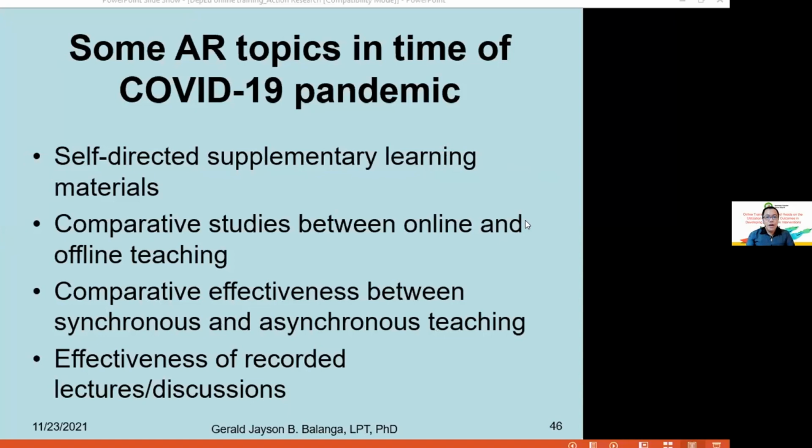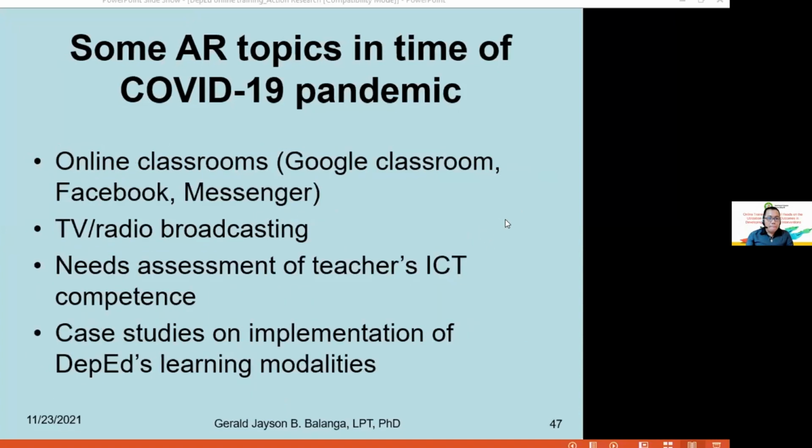So for some action research topics in this time of pandemic, comparative effectiveness ng synchronous and asynchronous, or ano pa ba ang iba? Well, needs assessment of teachers' ICT competence, case studies on implementation of DepEd learning modalities. Okay, pwede yun.